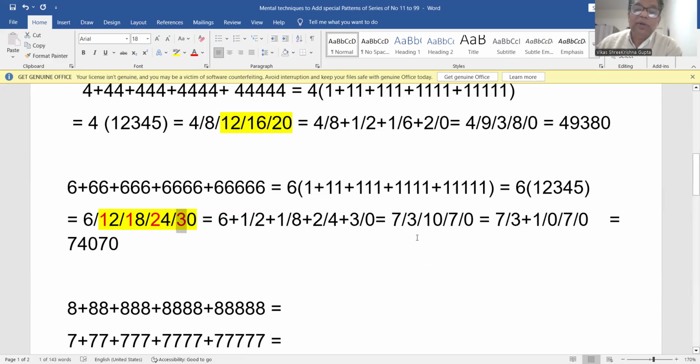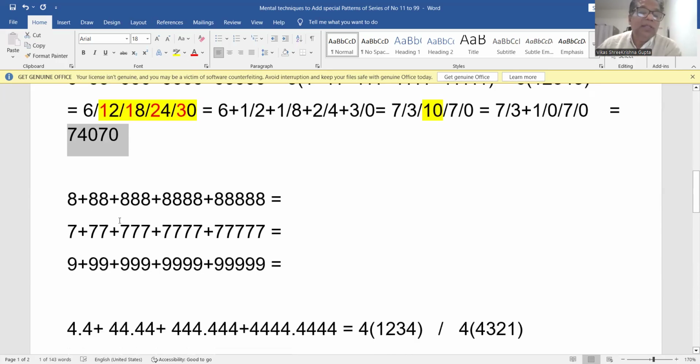So after balancing, what do you get? 7, 3, 10, 7, 0. Here again, 10 is a double digit number, so I have to rebalance it. I move 1 to the next number. So I get 7, 3 plus 1, 0, 7, 0. And my final answer will be 74070, right? In the same way, you can add all these numbers, the series of 8, 7, 9.